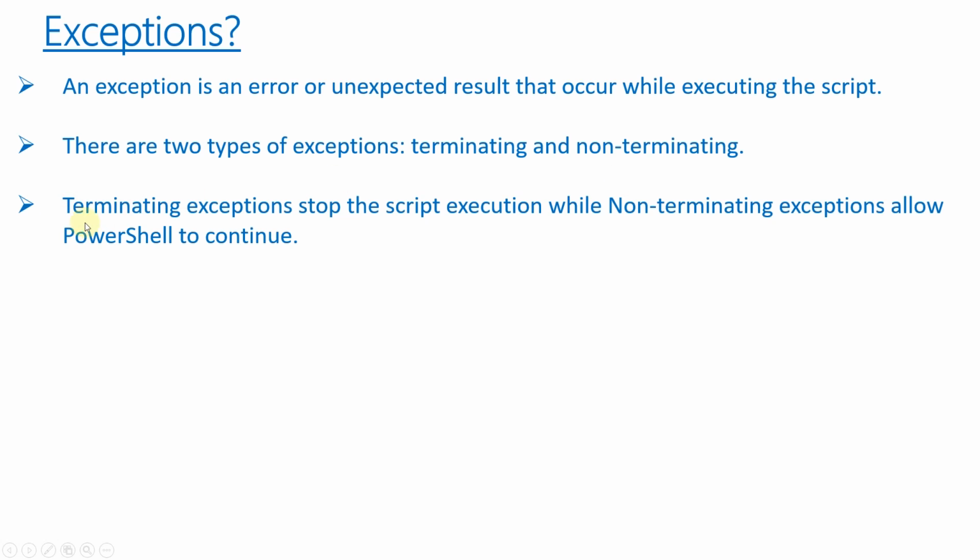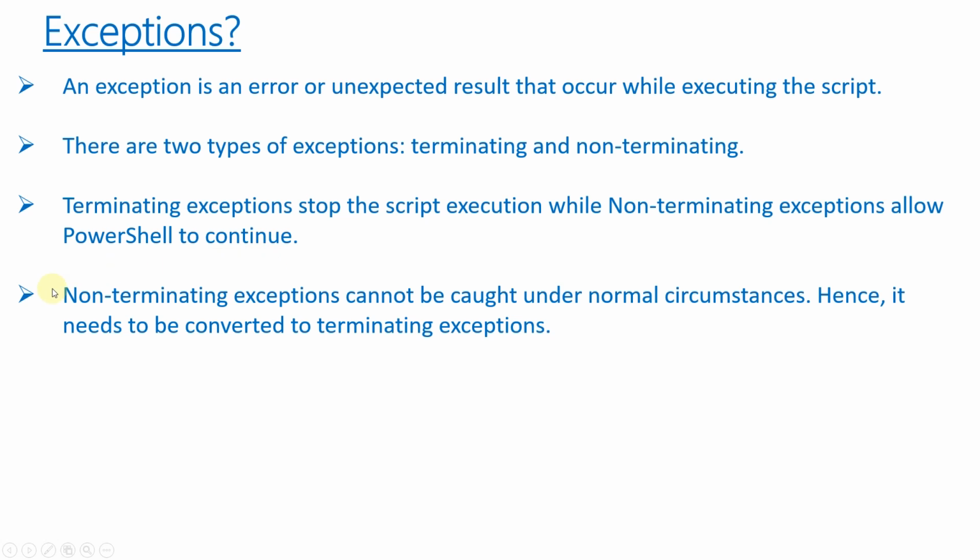When we get a terminating exception while executing a PowerShell script, it stops the script execution. When we get a non-terminating exception, it allows PowerShell to continue, meaning the error will be written on the screen or the shell where we are executing the PowerShell script, and the script will execute further. It will not stop. And we cannot catch any non-terminating exception in normal circumstances.